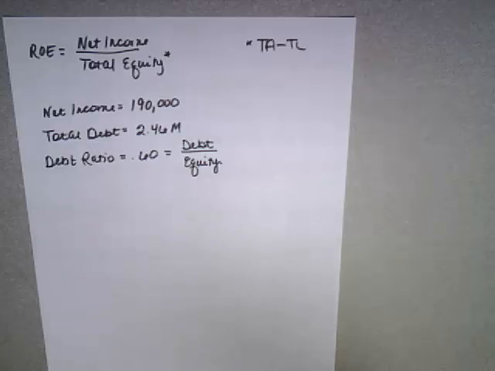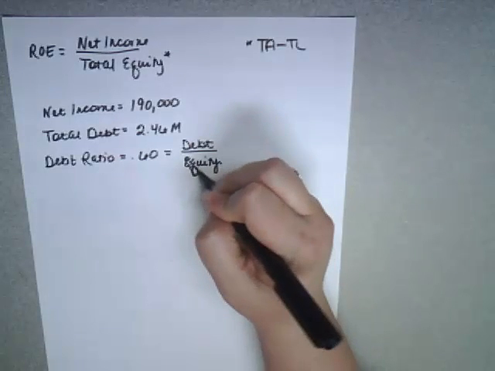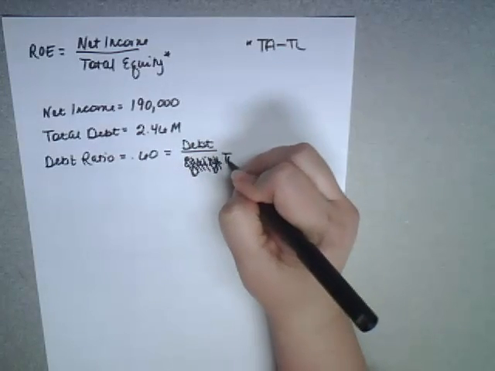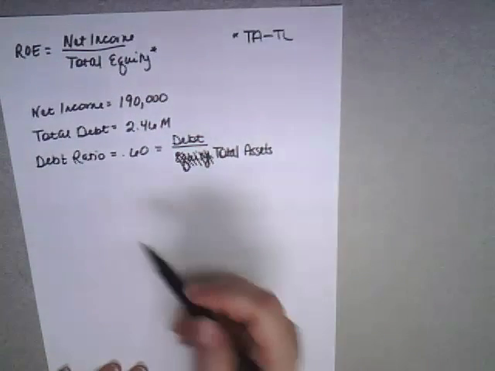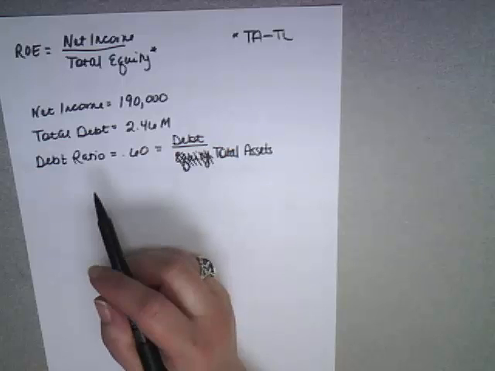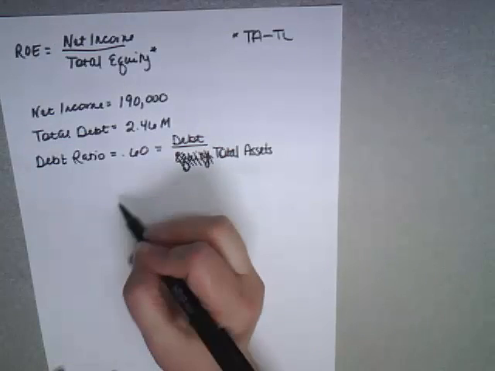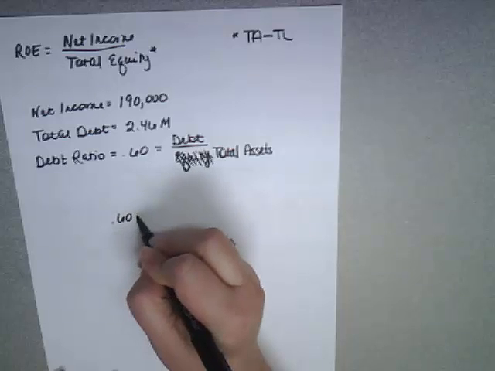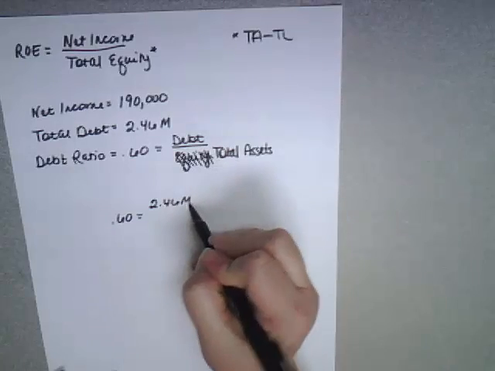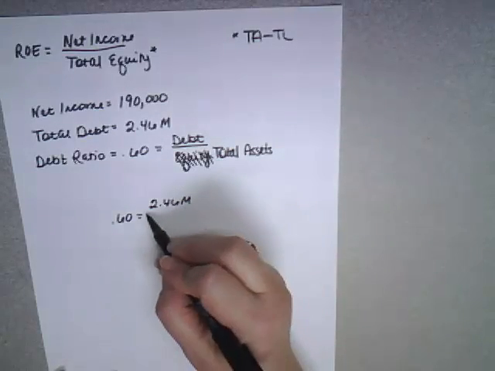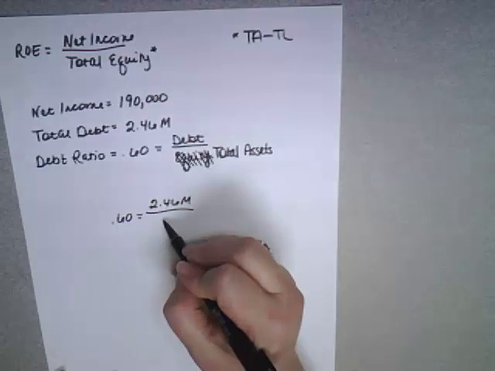Okay, because when we're looking at the debt ratio, we're basically looking at the debt. Let me get this clearer here. Total assets, not equity. Okay, all right, so moving back, get ourselves focused back on the problem. So we've got a debt ratio of 0.60, and we know that our total debt is 2.46 million. Okay, so what we need to know is what that total asset figure is, right?